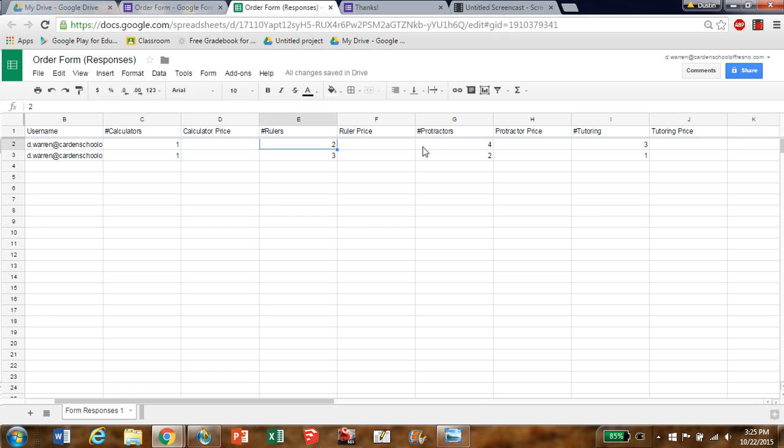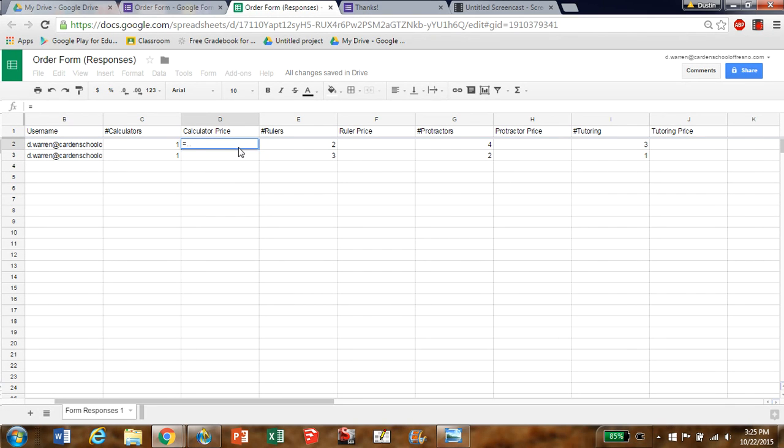Now I'm going to use these columns to calculate how much people owe for buying this many calculators or this many rulers or this many protractors. I'm going to multiply the number of calculators times the price per calculator, and the same thing for rulers and the price for rulers. I can't just say equals this cell times the price, which for me is 40. There's a problem with that with Google Forms. I can't copy this down like that. So what we have to use are things called array formulas.